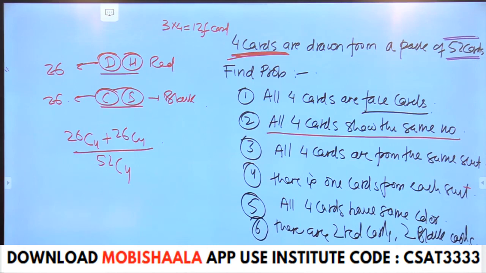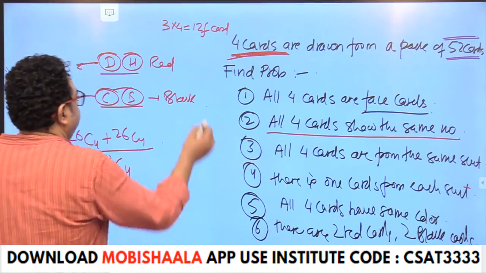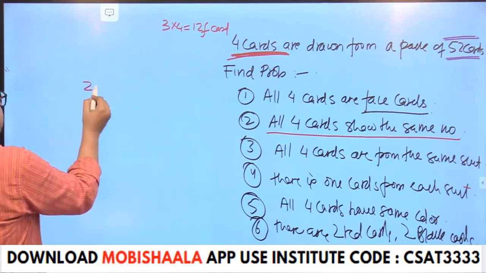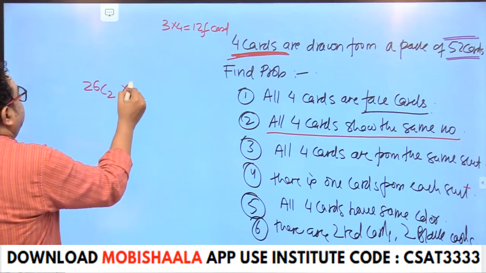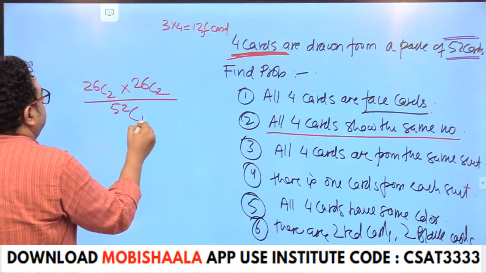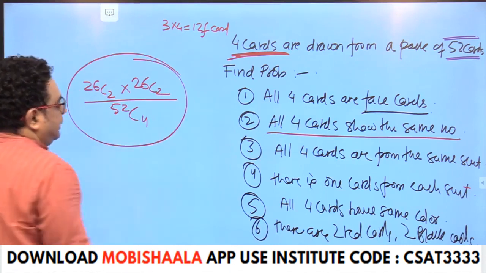Clear? So all 4 cards are from the same color. Then there is 2 red and 2 black. Again, fundamental principle of multiplication would come. So 26C2, 2 cards from red, and 26C2, 2 cards from black upon 52C4. So this is your 6th answer.